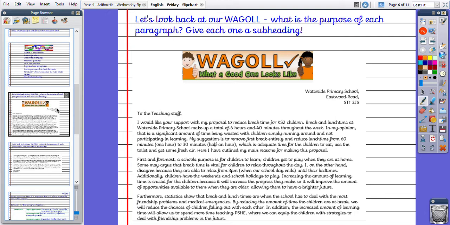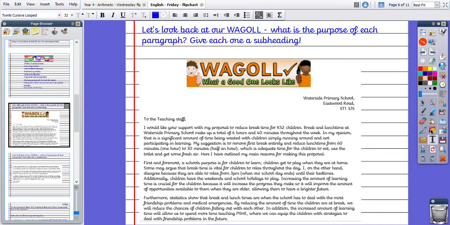So there are 6 paragraphs in this waggle, so you need 6 subheadings. So pause the video and try to think of 6 subheadings that match the topic of each paragraph. Okay, so our first paragraph, I think, is an overview. So it tells us what the purpose of the letter is.